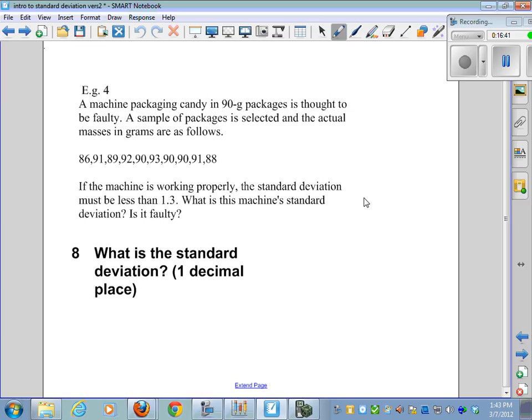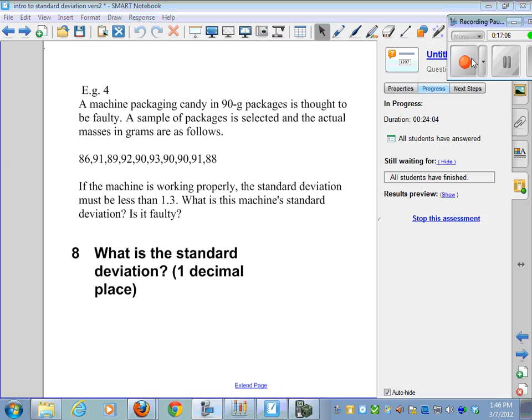Okay, so my friends, here's a brand new one. This is question number 8. A machine packaging candy in 90-gram packages is thought to be faulty. A sample of packages is selected and the actual masses in grams are as follows. So it says 90 grams. The first bag only weighs 86. What is this machine's standard deviation, and is it faulty?